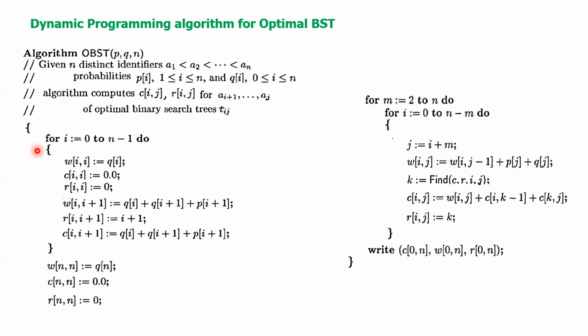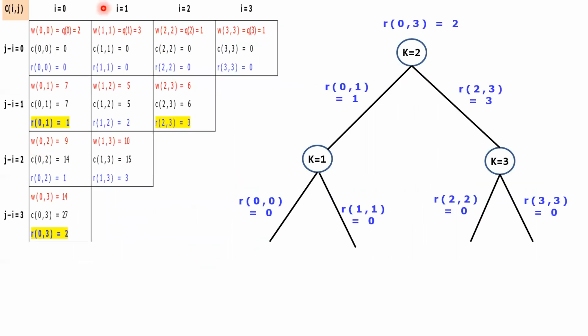So how did we start calculating the table? How did we form this table? If you remember the procedure, whenever i value, j value equal to 0, the 0th row, how did you fill it up? W of 0, 0 is Q of 0. W of 1, 1 is Q of 1. This is how we have initialized the weights. Then what did we do? C of 0, 0 and R of 0, 0, we have taken all zeros.